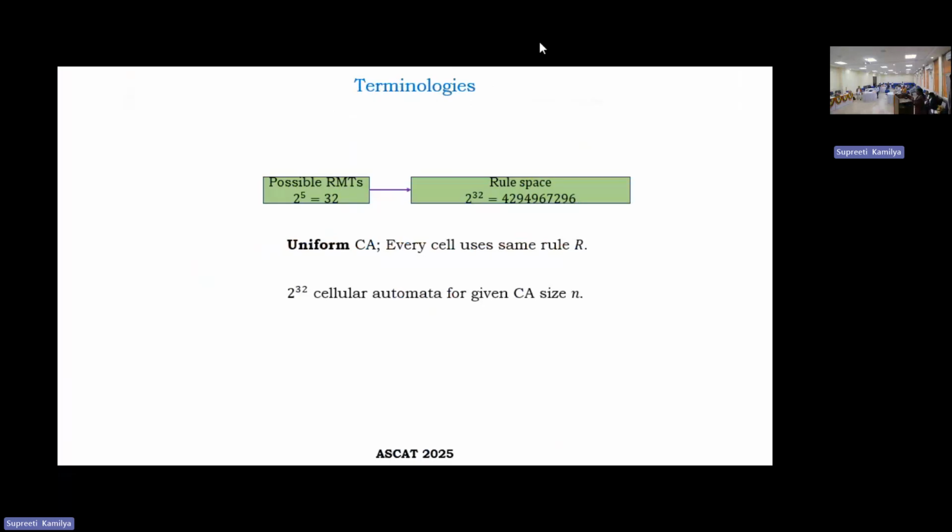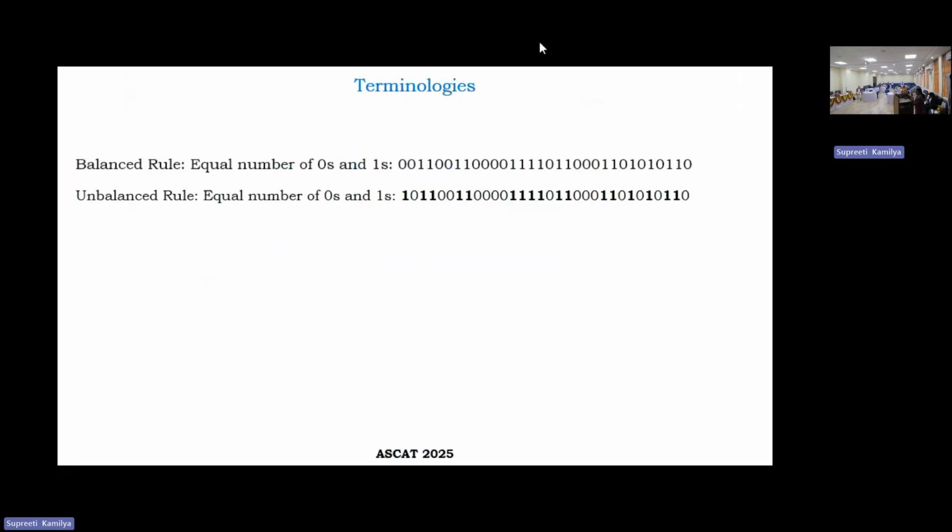Now the thing is that we have a huge number of rules, 2 to the power 32, a huge number of rules. How do we select? That's a big question. So, in that case, the next point is that we are considering balanced rules and unbalanced rules both.